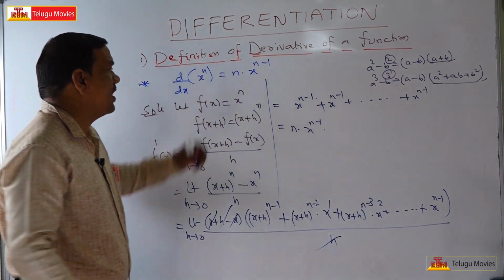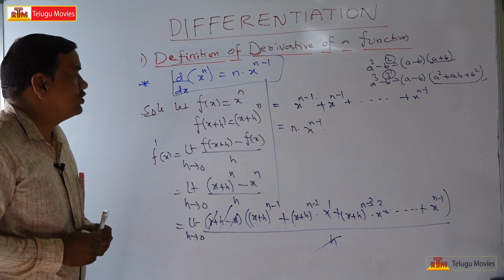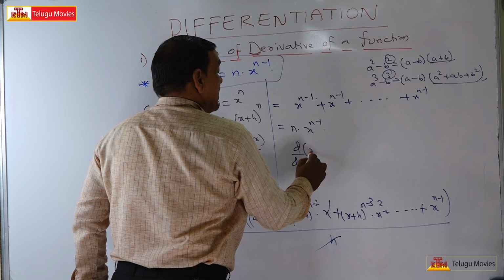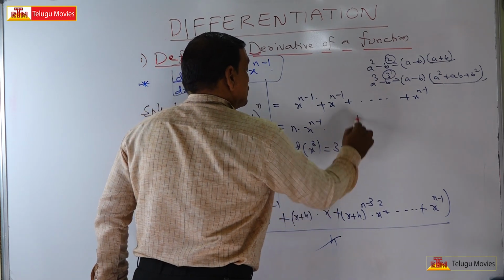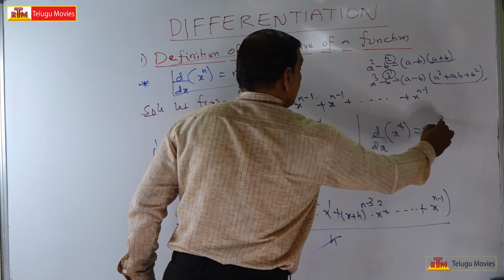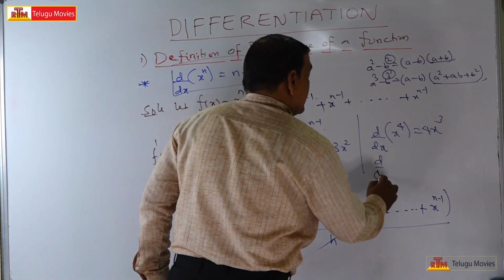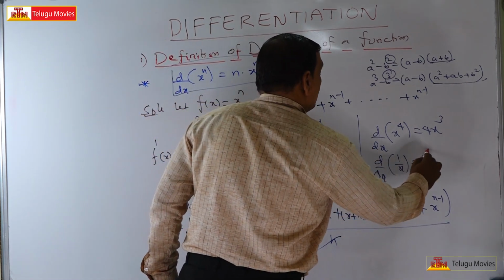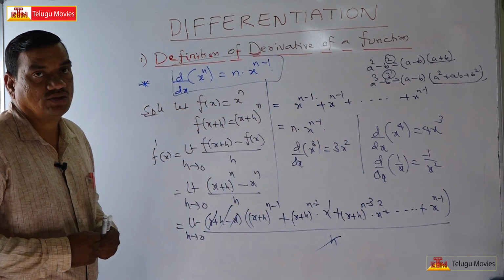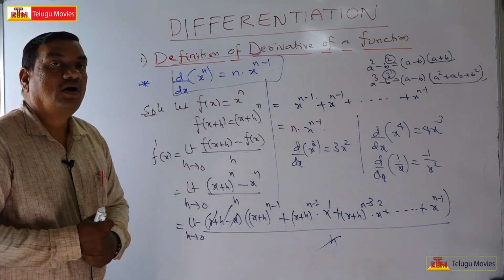So this is the first formula. Therefore, the derivative of x power n is equal to n into x to the power of n minus 1. From this, you can do any number of problems. d by dx of x cube is equal to 3x square. d by dx of x power 4 is equal to 4x cube. d by dx of 1 by x is minus 1 by x square. Understand this? So these are the main formulas for differentiation.